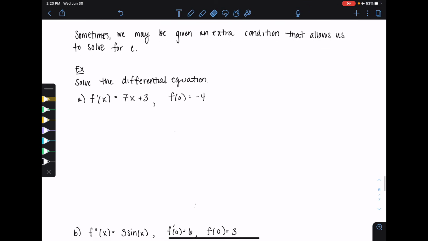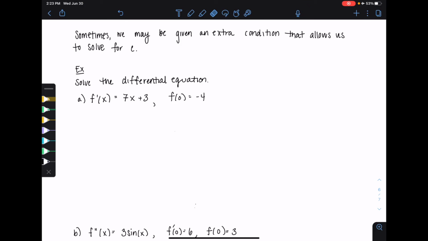Now the last thing we're going to do is basically we can possibly have a condition that allows us to find this constant of integration. Because remember, it's basically shifted that same function up or down however many places. So if we happen to know a point that the function has to pass through, we can solve for the value of c in the antiderivative. Okay? So let's try to solve this differential equation.